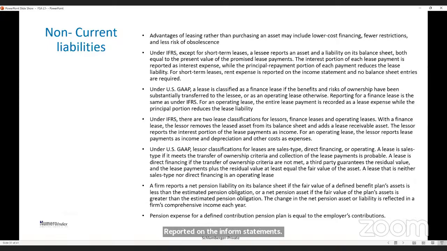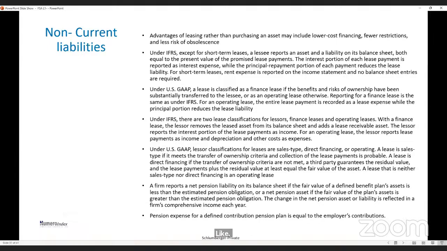But if it's not a short-term lease, then as a lessee, you must take it as if it is your own. Then you will report it on the asset side and on the what? Liability side. But for US GAAP, it is clearly said that you must classify whether it's a finance lease or an operating lease. If it's a finance lease, you would report it the same way as IFRS. But for US GAAP, if it is an operating lease, the entire lease payment is recorded as what? Lease expense, while the principal portion will reduce the lease liability.